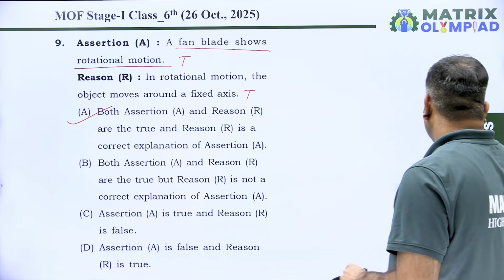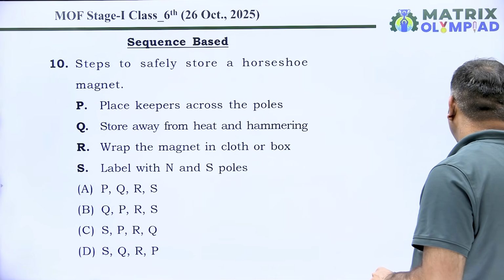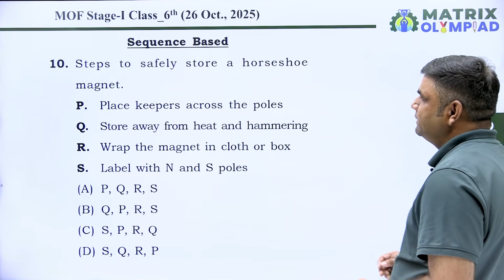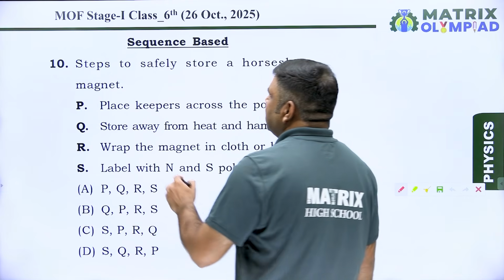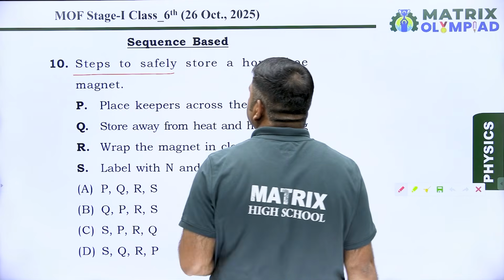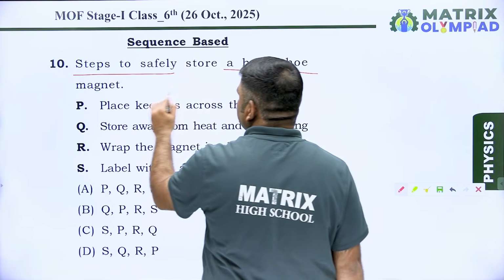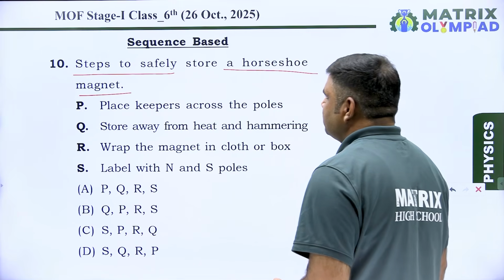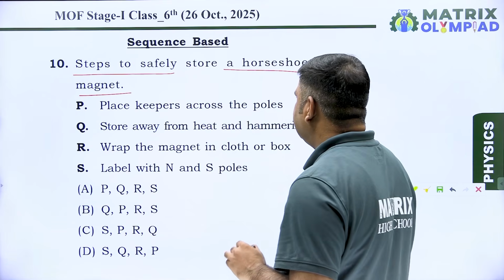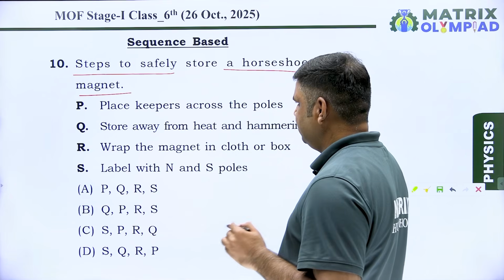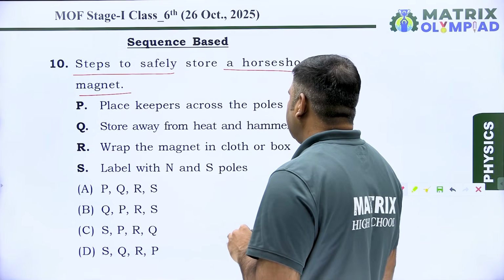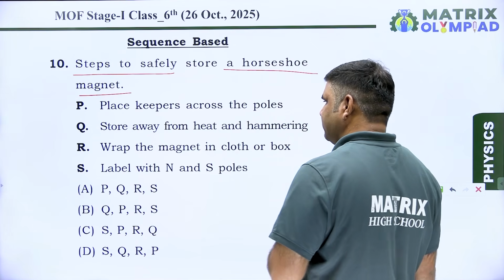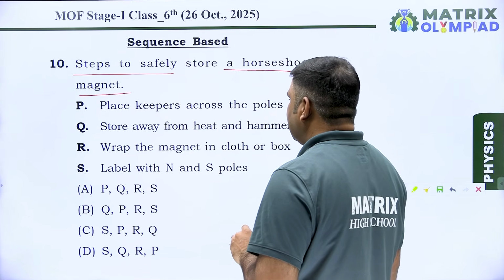Move to the next question, that is question number 10, which is sequence based. The question is, steps to safely store a horseshoe magnet. P is place keepers across the poles. Q is store away from heat and hammering. R is wrap the magnet in cloth or box. S is label N or S.